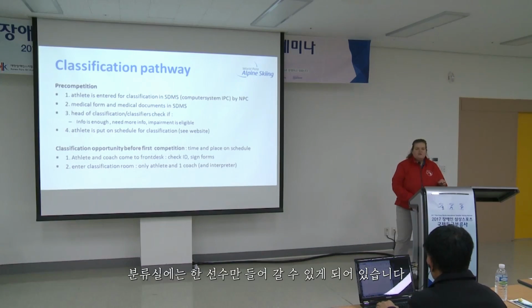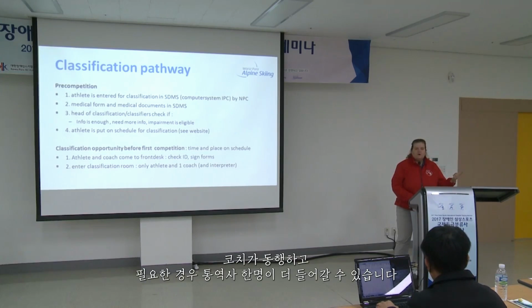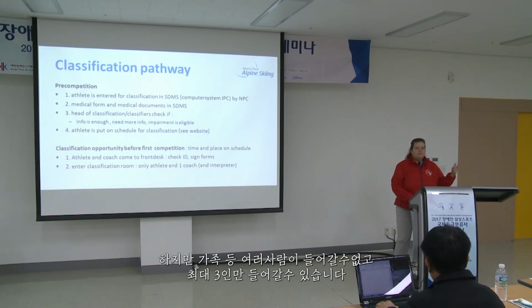In the classification room, it's only allowed to be one athlete, the athlete, with one coach, and perhaps someone for translation. But not also the mother and the uncle and the physiotherapist and everyone. It will always be at max 3 people.